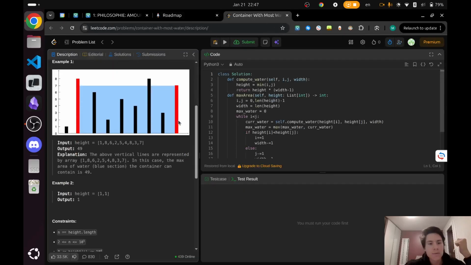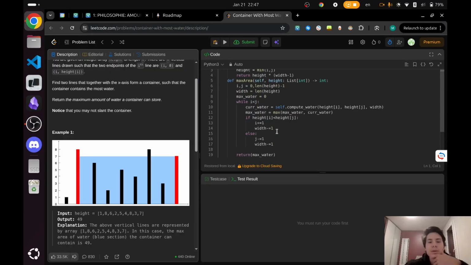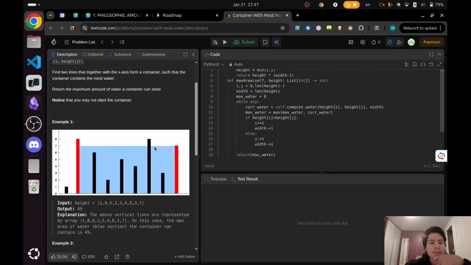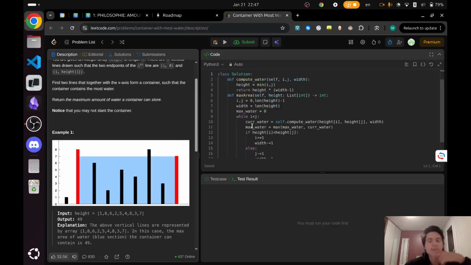The intuition for this one, this is my code. What I did was essentially I realized that you can start one pointer at the beginning, another pointer at the end, and you can move the smaller pointer. And before moving the smaller pointer, you can compute like the amount of water there is, and you keep the highest possible amount of water, and that's like the whole intuition.